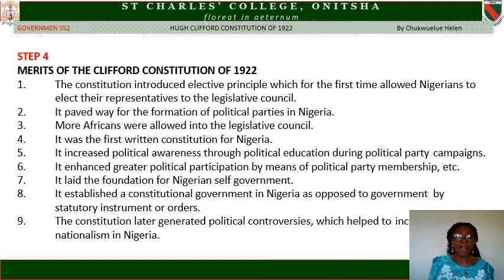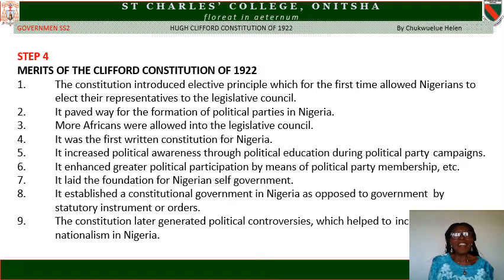The merits of the Clifford Constitution of 1922 are as follows. 1, the Constitution introduced the elective principle, which for the first time allowed Nigerians to elect representatives into the Legislative Council. Number 2, it paved the way for the formation of political parties in Nigeria. 3rd, more Africans were allowed into the Legislative Council. Number 4, it was the first formal and first written constitution of Nigeria.